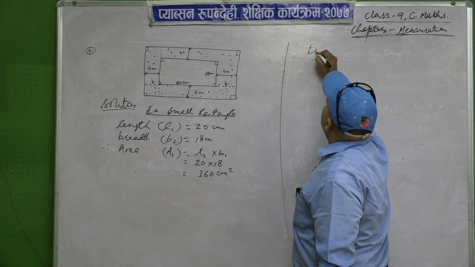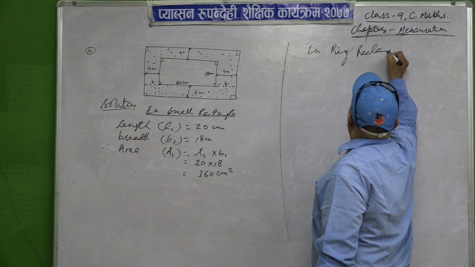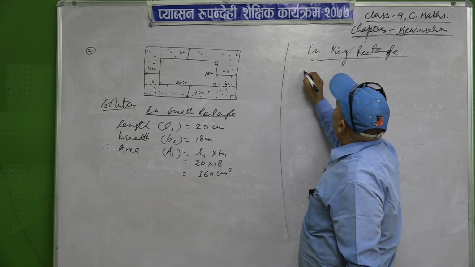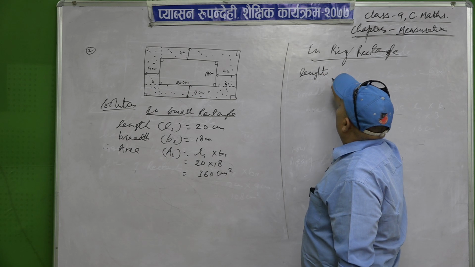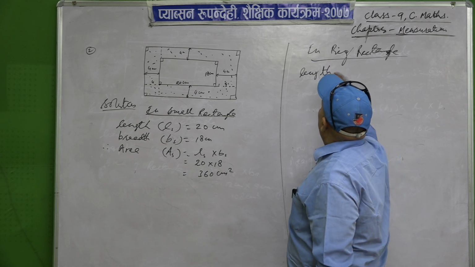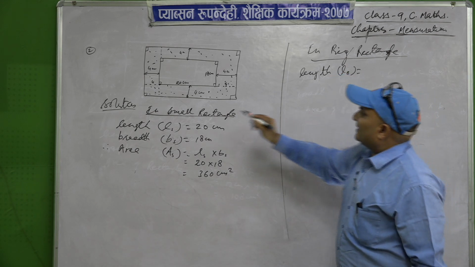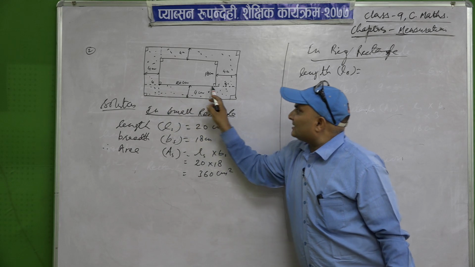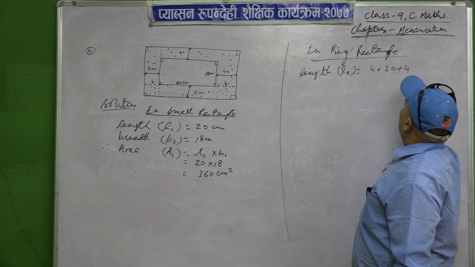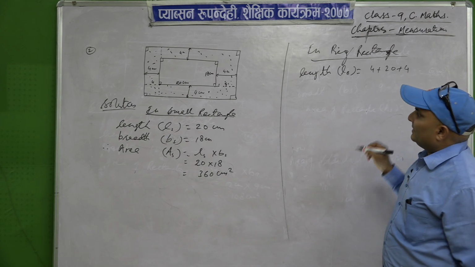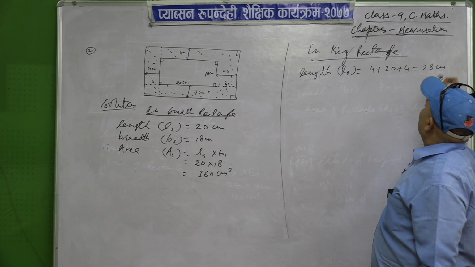In the big rectangle, length L, that is B, you can write. Length, how can we get? By adding this part, this part and this part, that is 4 plus 20 plus 4. If we add these three parts, we will get the length of the big rectangle, and it will be 28 centimeter.